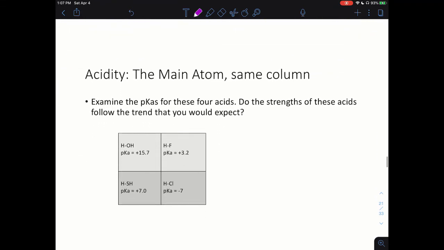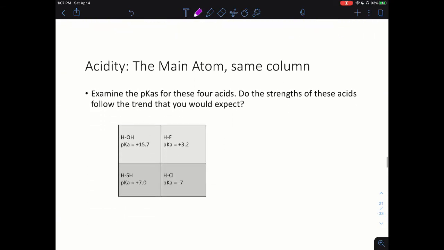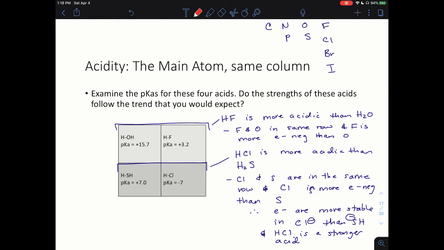Okay, so I mentioned that same row for the electronegativity trend here. We're going to expand our thinking to look at acids where the main atoms are in different columns. So I would like for you to pause here and examine this data and ask yourselves, do the strengths of these acids follow the trends that you would expect? So the answer here is probably yes and no.